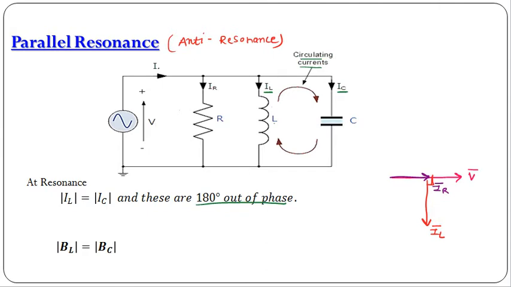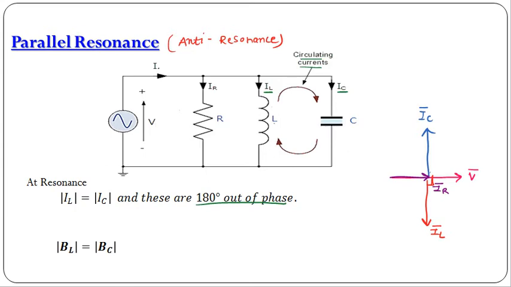by 90 degrees. Then we have IC. So in case of a capacitor, current will lead the voltage by 90 degrees. So if it is leading, we have to represent the angle in the anti-clockwise direction. So this is IC, that is the current flowing through the capacitor.